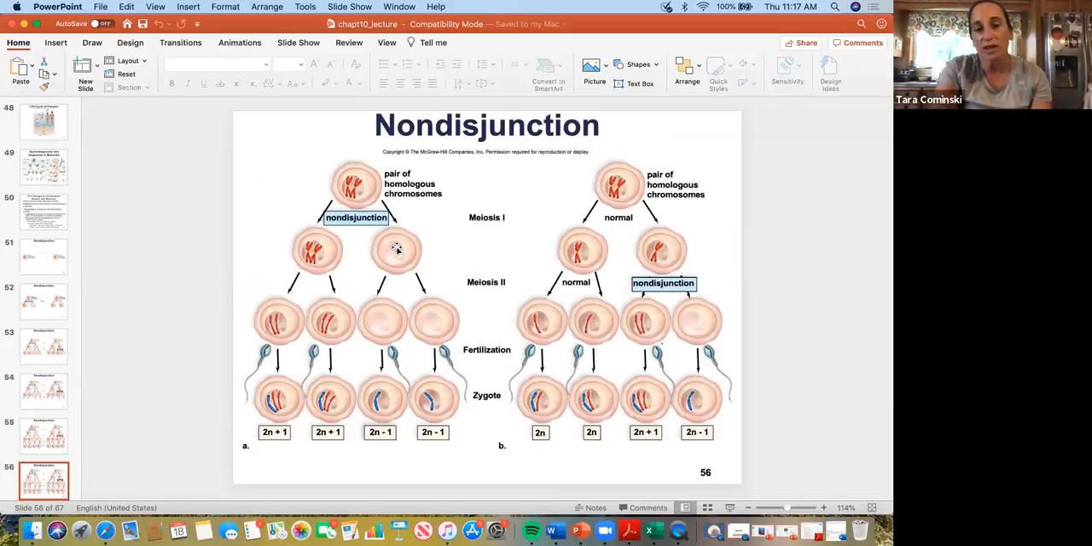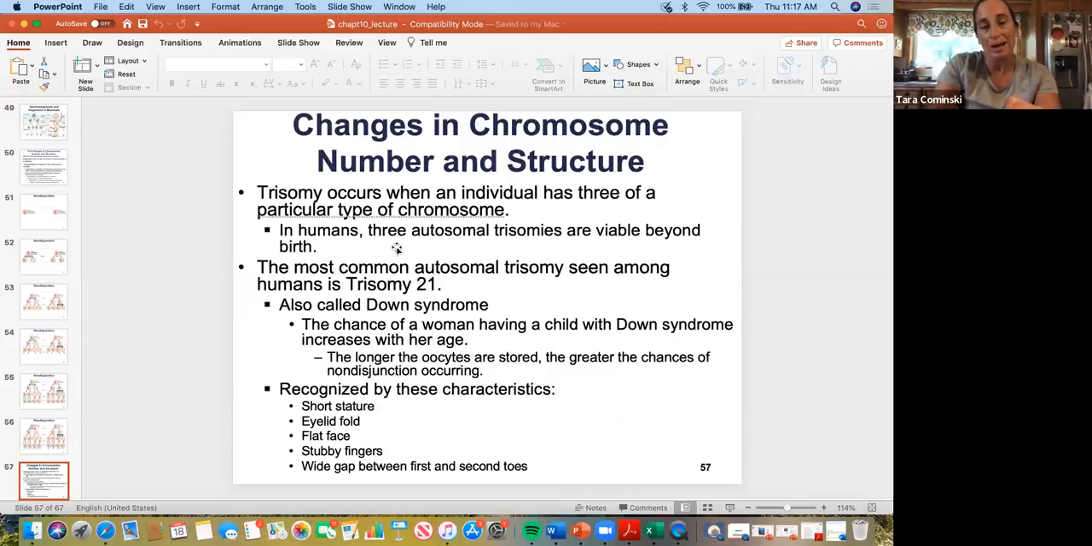Okay, and there really are very few changes in chromosome number in your autosomes, not in the sex chromosomes, that lead to viable offspring. It says here that 3 autosomal trisomies are viable beyond birth. I think that's still true. I don't know if we looked it up now whether some other autosomal trisomy was discovered. It's possible, and it's possible that in the future there may be, but right now, or when this book was printed, there were really only 3.